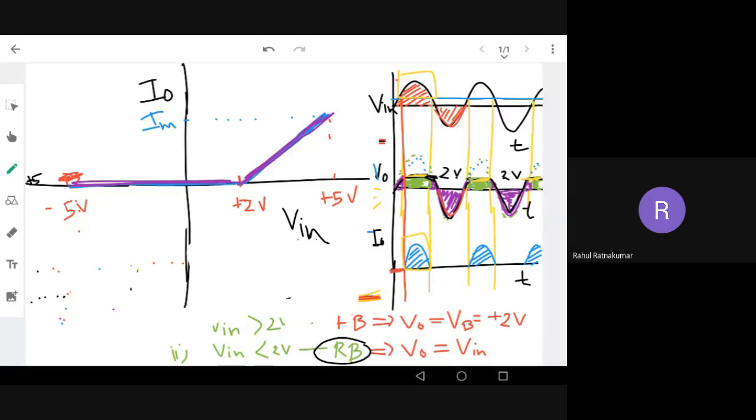You should practice all these graphs in all the other circuits we have discussed. I have shared some problems in the Google Classroom. You can try all those circuits with all those things: V out versus V in, V out versus time, I out versus V in, etc. Okay. So fine. If there are any doubts, I can take them. Else we'll stop it here.